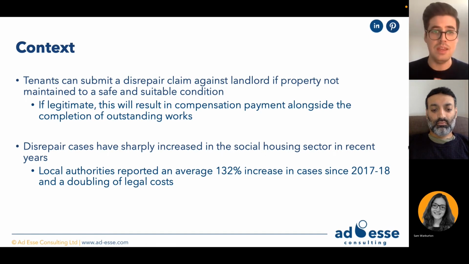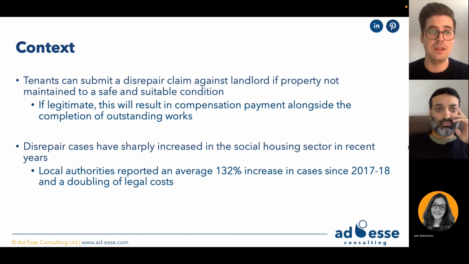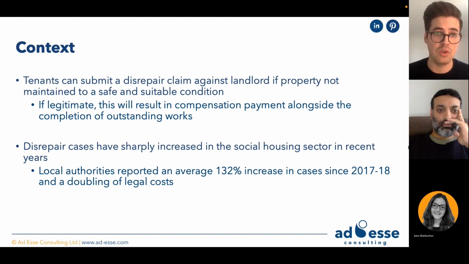And where this is found to be legitimate and there is an actual repair that's been outstanding, then this is going to result in a potentially significant compensation payment to the tenant alongside the completion of the outstanding works. And that compensation usually is a function of the severity of the repairs issue, plus the duration that it was left outstanding for, and can in some cases be in the tens of thousands of pounds for one individual claim. So when you start to scale this up, this can be a significant amount of compensation that we're talking about for social landlords.